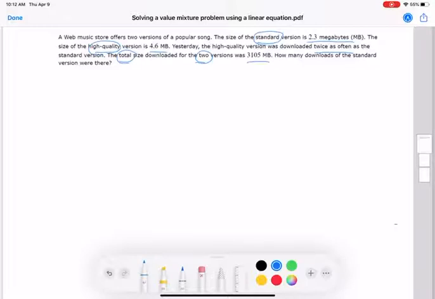So let's go and start just by defining some variables. Okay, so I'm just going to go ahead and write let X be the standard. And I'm going to go ahead and put and Y be high quality. And Y, let me fix that. And Y be high quality.